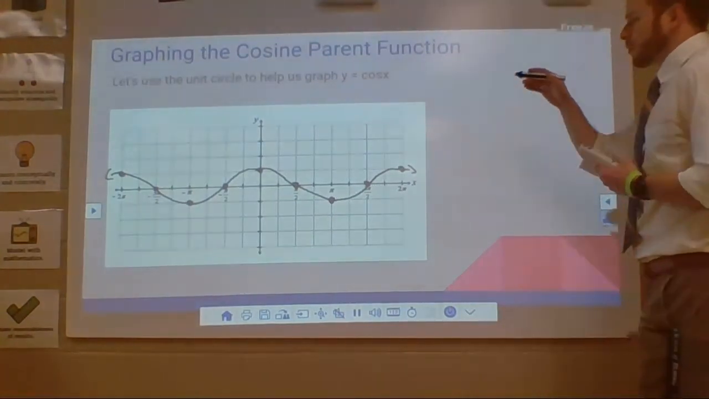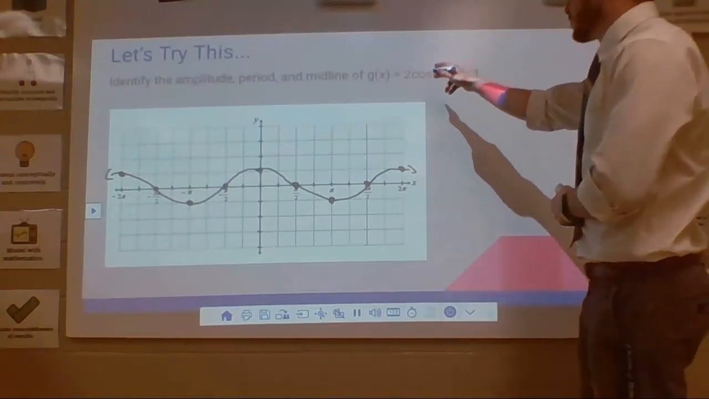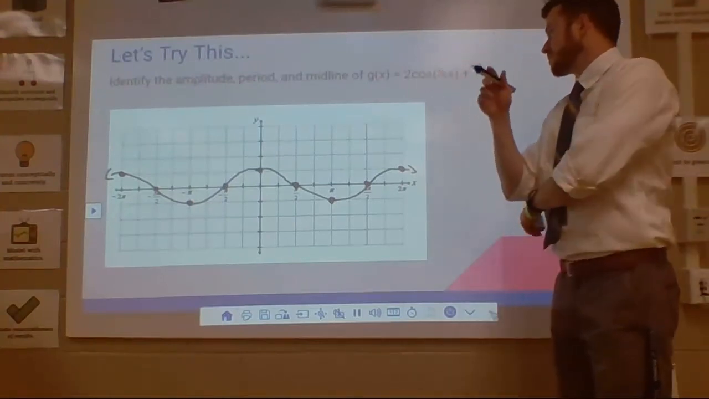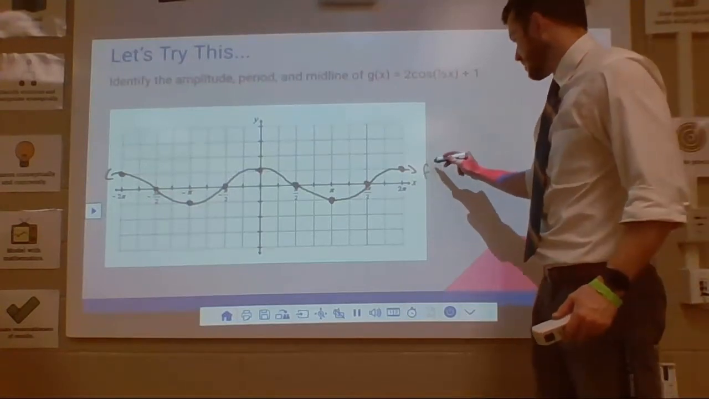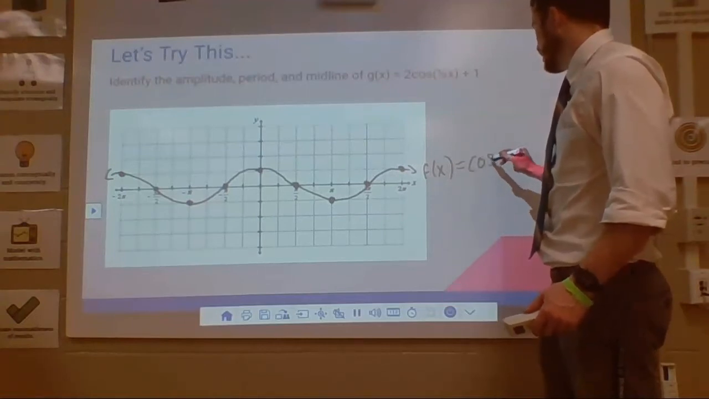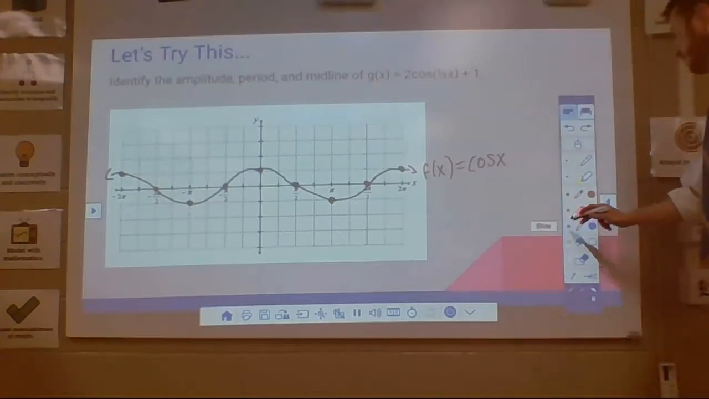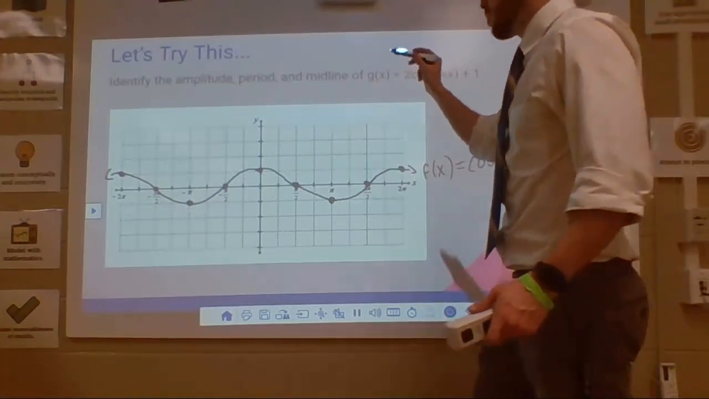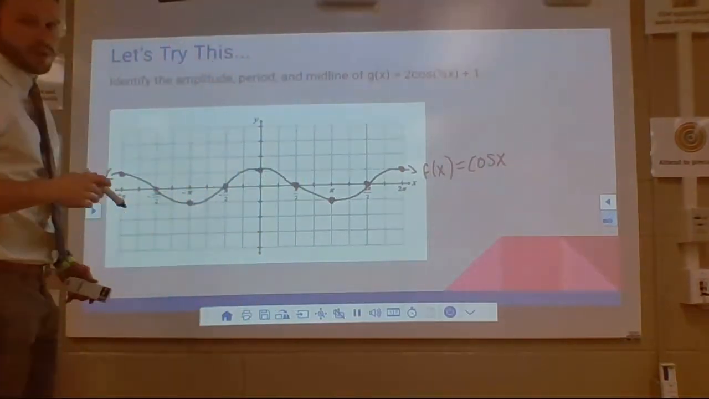All right, so now we're going to graph a transformation of that. We're going to graph g of x equals 2 times the cosine of 1/2 times x, plus 1. Okay, we're going to say that this is f of x. I think it said y on the other side, but we'll say this is f of x equals cosine of x. And then we're going to graph g of x, and I'm going to graph that in blue. Okay, so we want to identify the amplitude, period, and midline of g of x first.